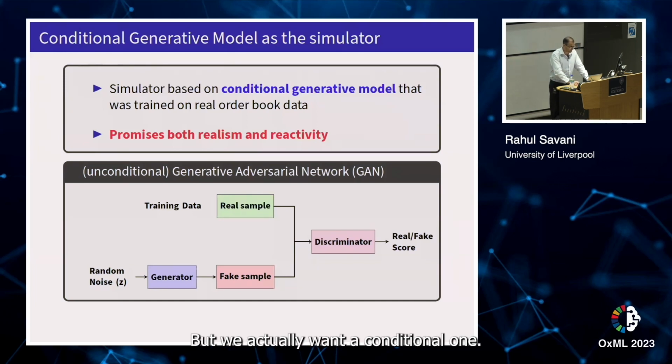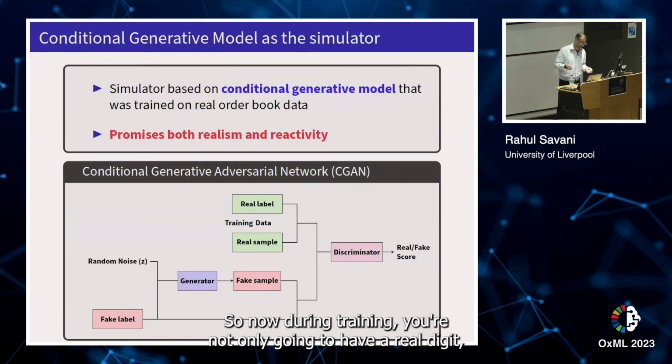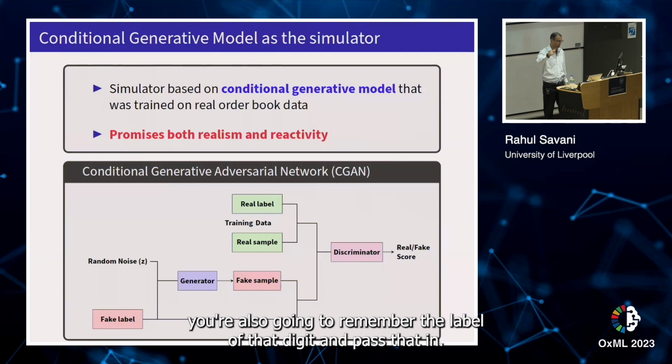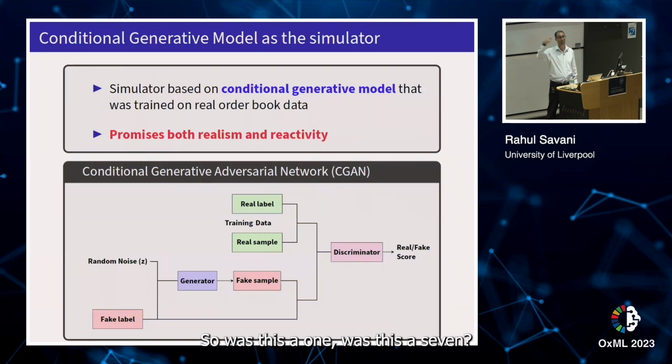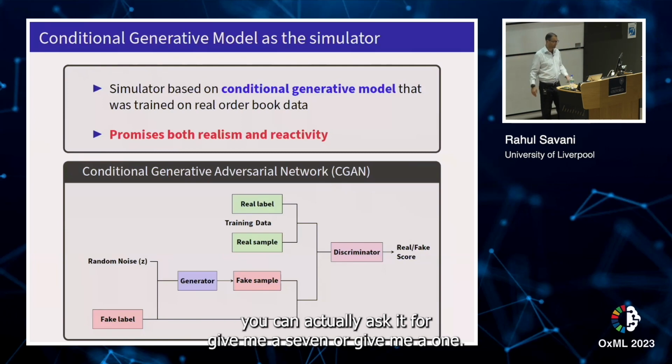But we actually want a conditional one. And actually the MNIST example is quite good for this. So now during training, you're not only going to have a real digit, you're also going to remember the label of that digit and pass that in. So was this a 1? Was this a 7? Was this a 0? And what's nice about that is then when you actually deploy the generator, you can actually ask it for give me a 7 or give me a 1.